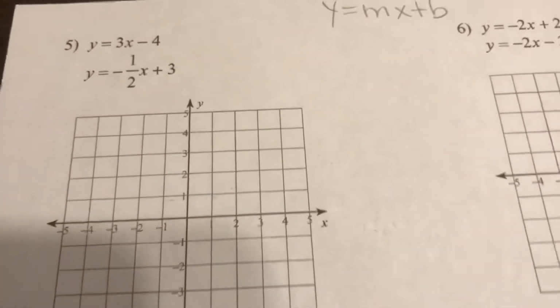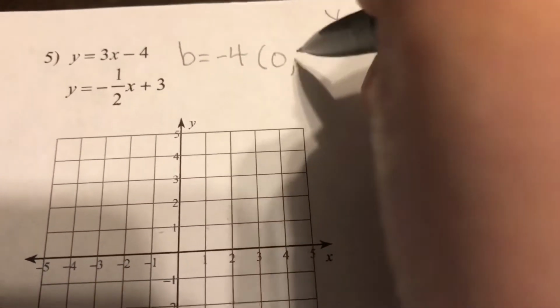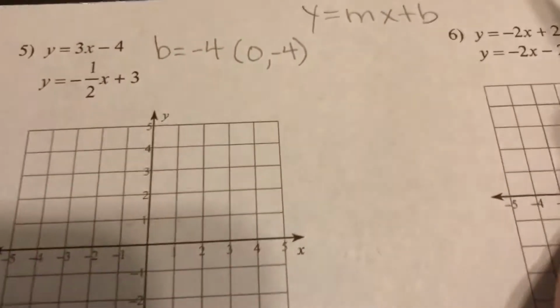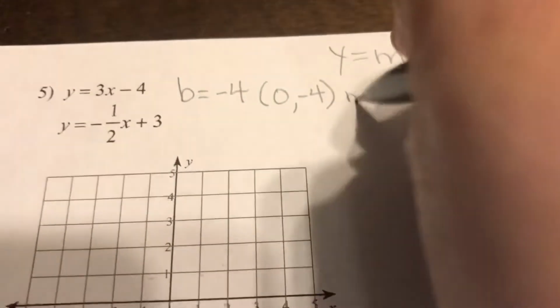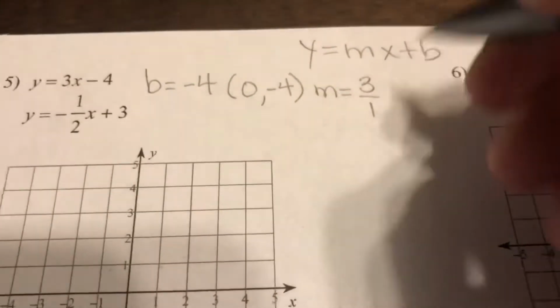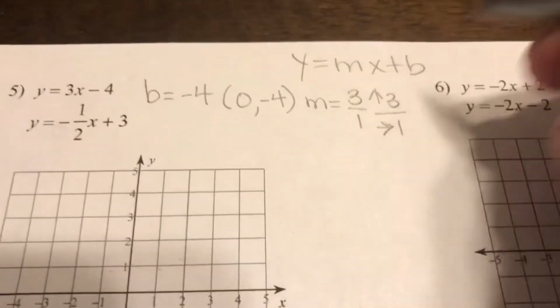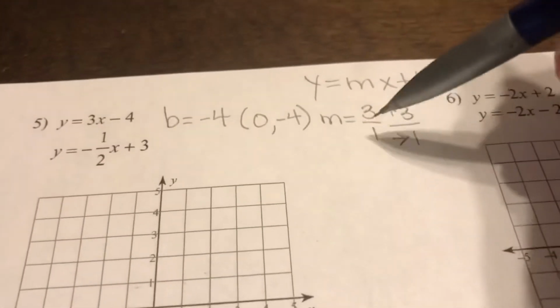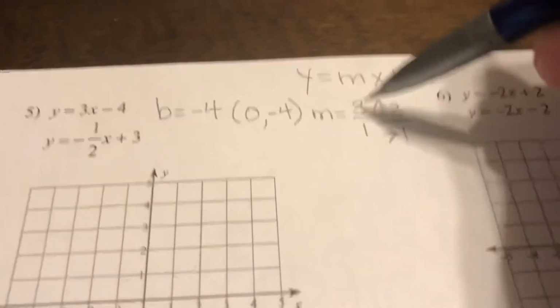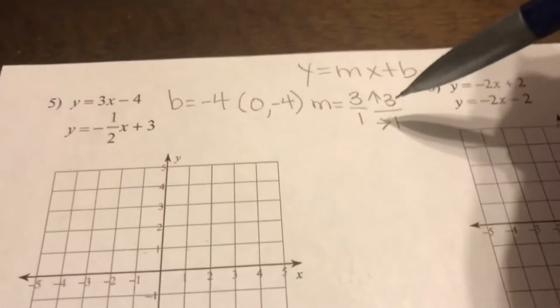Y is equal to 3x minus 4. So we know that our b is negative 4, so we know we're going to have a point at (0, -4). We know that our slope is 3, so that means it's 3 over 1. That's a positive slope, so we're moving up 3 and to the right 1. Anytime we have a whole number, remember we put it over 1, so that means we're moving up, or down if it's a negative, and then to the right 1. We're always going to go to the right.